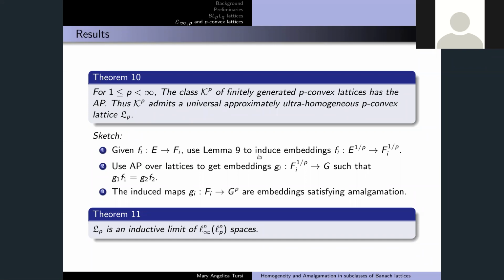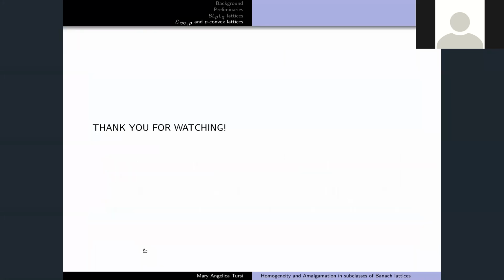And you can use the same argument to show that it's an inductive limit of these L infinity and LP of n spaces, just like the script L lattice was an inductive limit of L infinity and L1 n spaces. So we have corresponding homogeneous objects depending on your P-convexity. And so that's it.